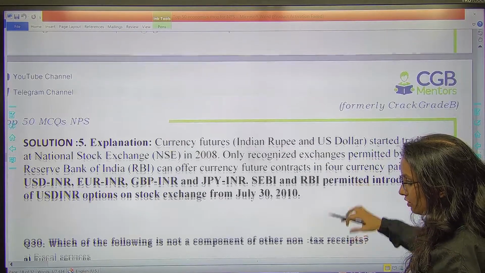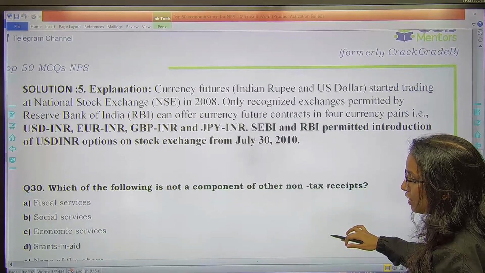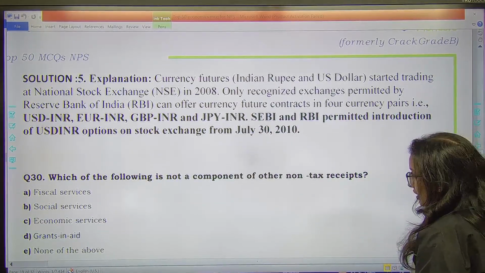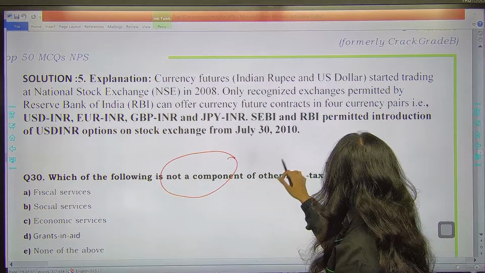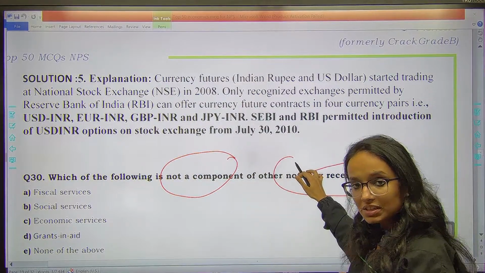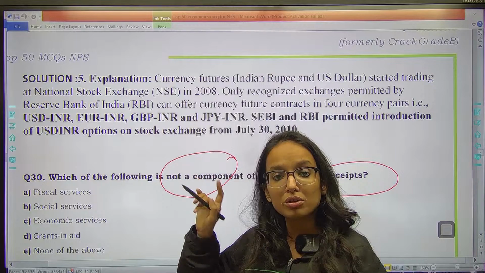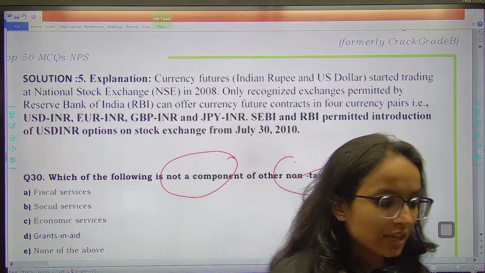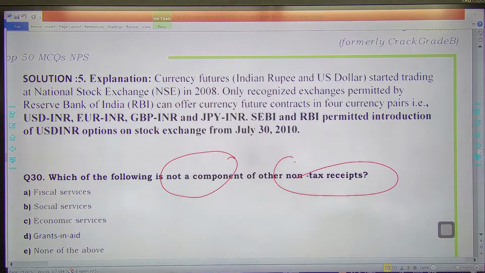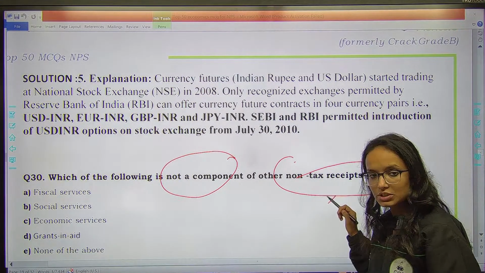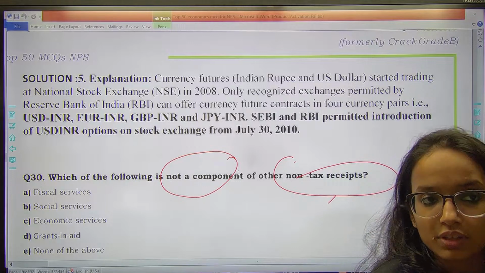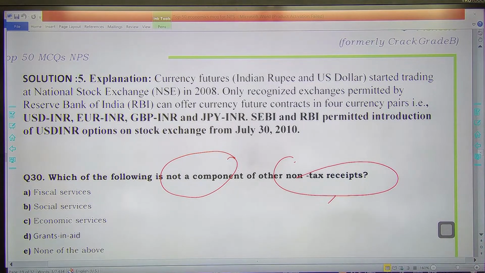The next question, question number 30. Fiscal policy. Which of the following is not a component of other non-tax receipts? I have discussed this in fiscal policy also, in the budget static classes I have taken on YouTube. Tell me, which of the following is not a component of other non-tax receipts? Non-tax receipts and other non-tax receipts exist, right? So which part is not in other non-tax receipts?